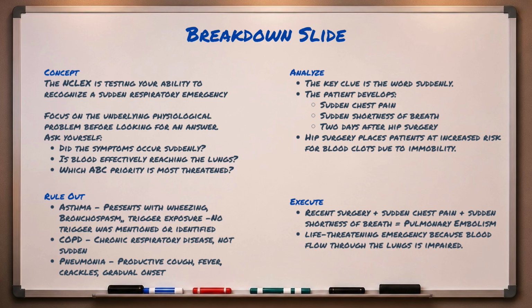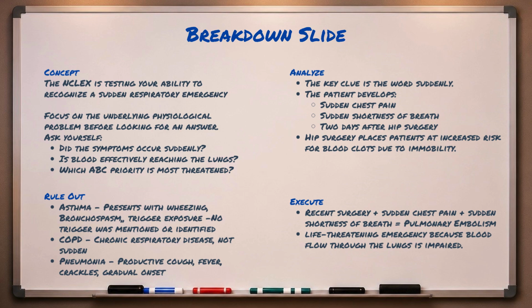Next is COPD. COPD is a chronic disease. It develops gradually over years. COPD does not usually appear suddenly out of nowhere. That doesn't fit our scenario. Now let's look at pneumonia. Pneumonia is an infection. We would expect symptoms like fever, productive cough, crackles, and a more gradual onset. None of those clues are provided.